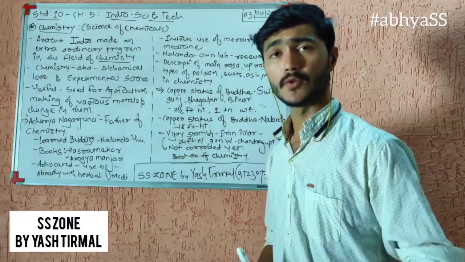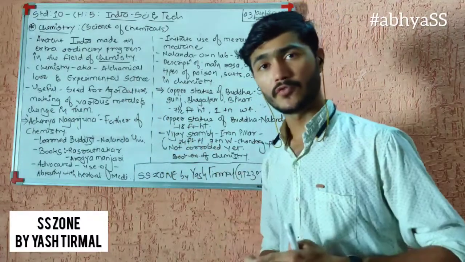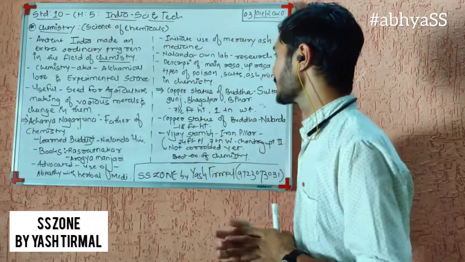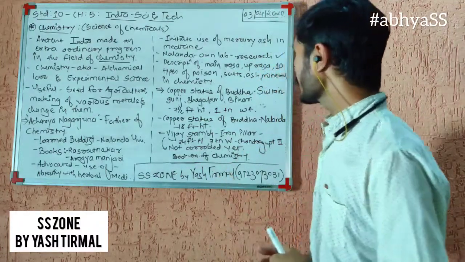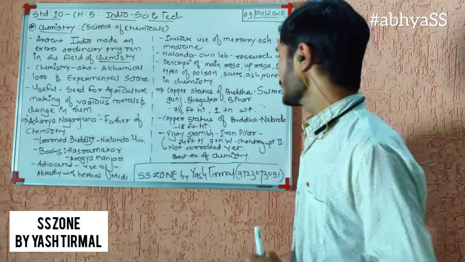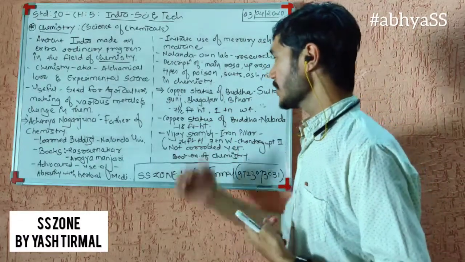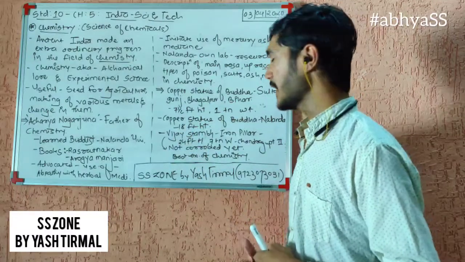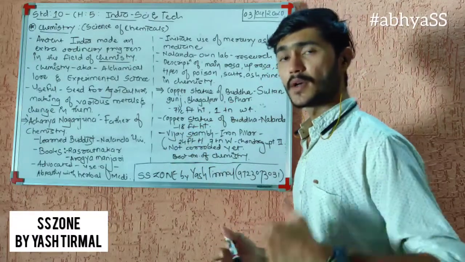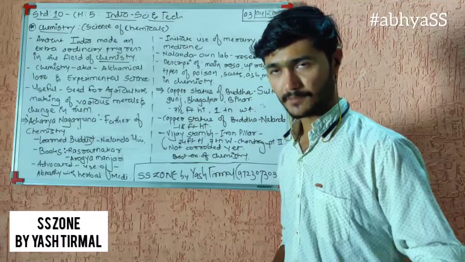So again, as I told you, we have the proof. So what is the proof? Let's see. A copper statue of Buddha was found from Sultanganj, Bhagalpur, Bihar. It was about 7.5 feet high and 1 ton in weight. 1 ton is equal to 1000 kg.